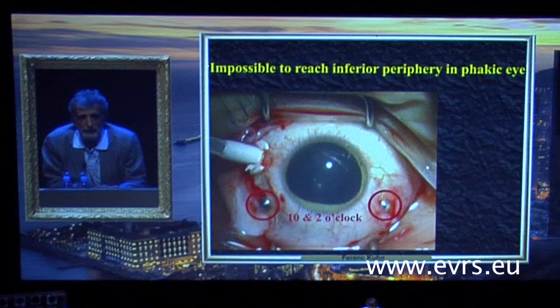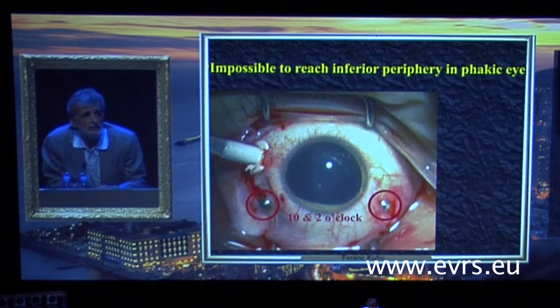And the reason for that, because it is true in certain setups, is what you see on this image. And as I watched some of the videos over the last 2 days, I saw quite a few of the cases which were done exactly like this. So in a phakic eye, if your sclerotomies, the working sclerotomies, are too superior, indeed you cannot reach the inferior periphery because the lens is in the way.